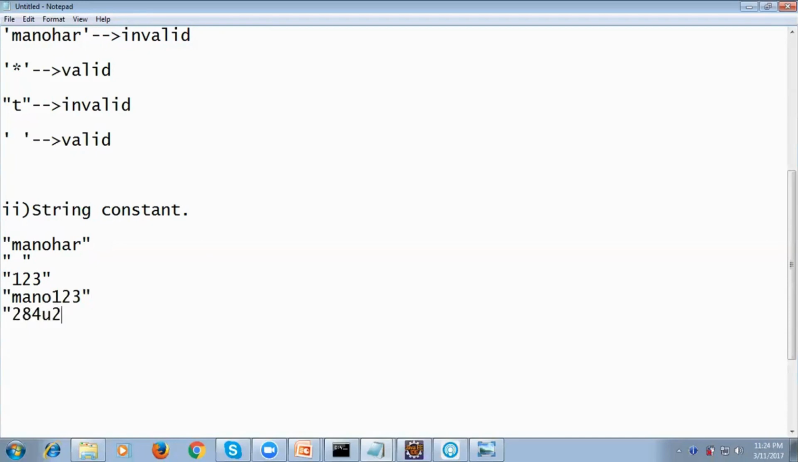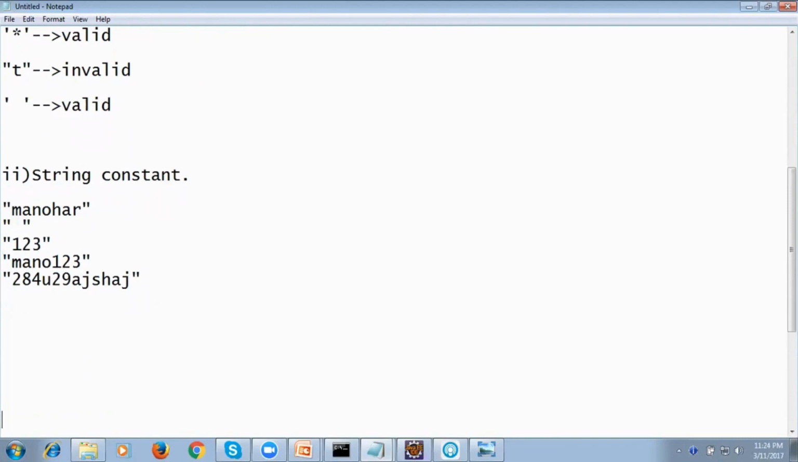Suppose I put something random here. Is it valid? Why not? It's valid. Anything you put in double quotes is still a string. Of course, generally don't try to put nonsense; try to give meaningful strings. I'm just trying to give you a simple analysis. That's all. Okay, this is clear for all of you, my dear friends. This is about string constants. Understood?